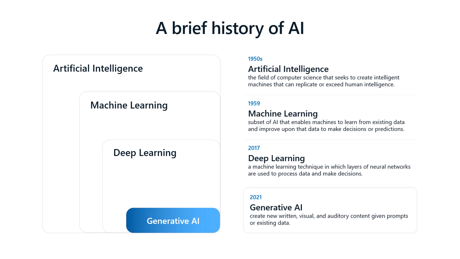AI has been around longer than most people think. It actually started in the 1950s with the goal of creating intelligent machines. And then, about a decade later, machine learning emerged, allowing computers to learn from data. And by 2017, deep learning enabled AI to make more complex decisions. In 2021, generative AI revolutionized how we create text, images, and even music. All of this rapid evolution shows that AI isn't just a passing trend. It's here to stay, and education must adapt.